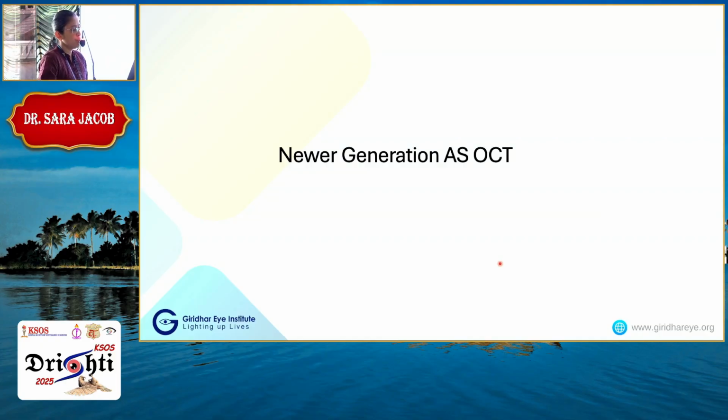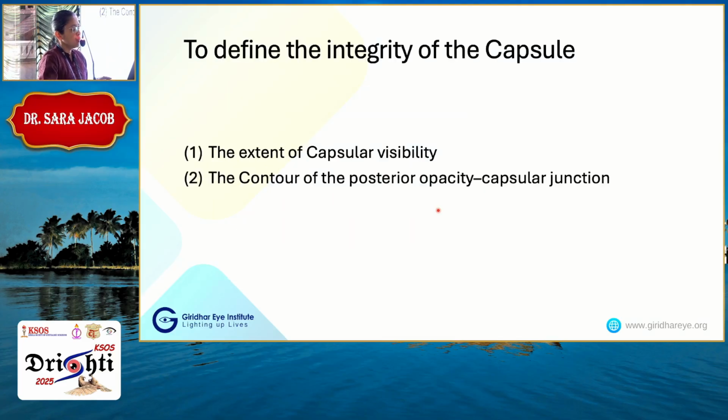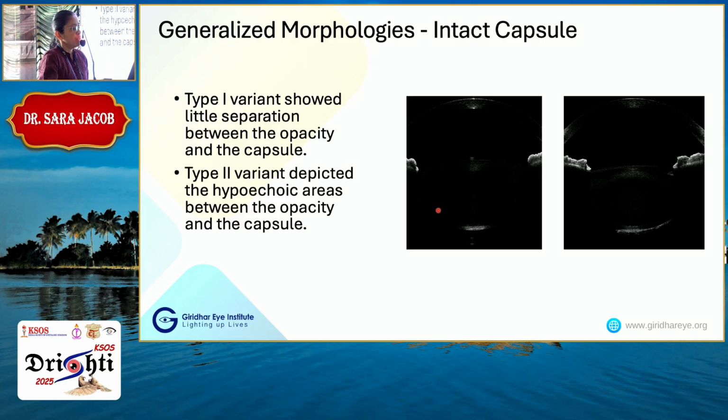Now the swept source ASOCTs are coming, and Pujari et al. have done a study with KSOS, which is a swept source OCT. It gives better images from the anterior cornea to the PC in a single frame. So they have looked into 2 aspects. One is the extent of capsular visibility, and the second, the contour of the posterior opacity capsular junction. So they have classified it into various forms.